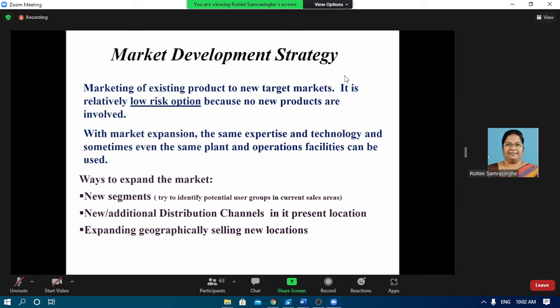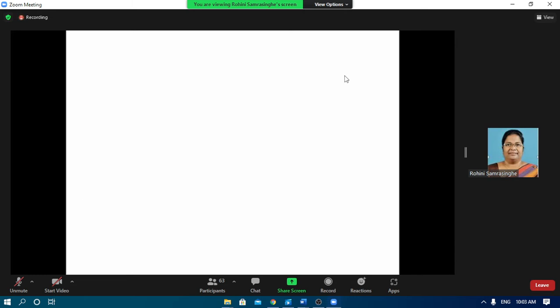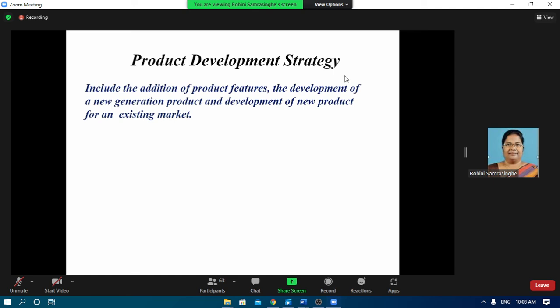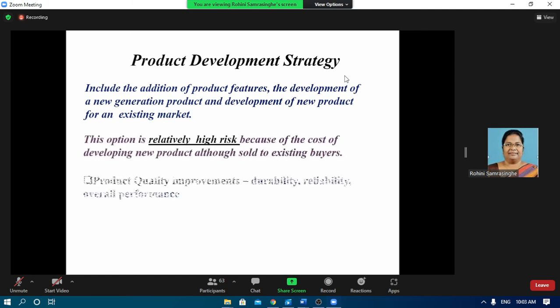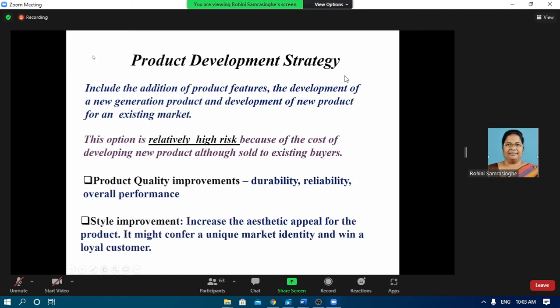If there are no options within the current market or location, you can expand geographically, finding new locations at the international level and so forth, right? So that is the market development strategy. It is still related to the intensive growth strategy. Then the third intensive growth strategy is the product development strategy, right? When compared to the previous two, this option is relatively high risk. It is a high cost. Why?